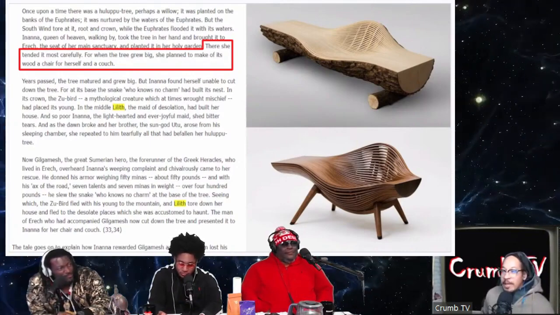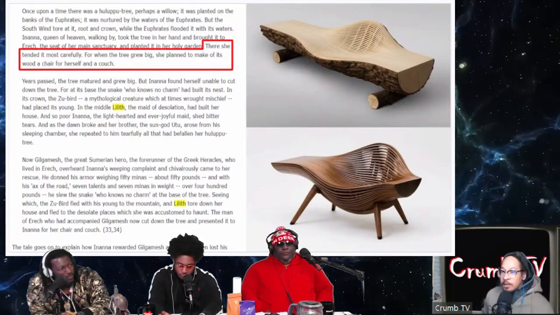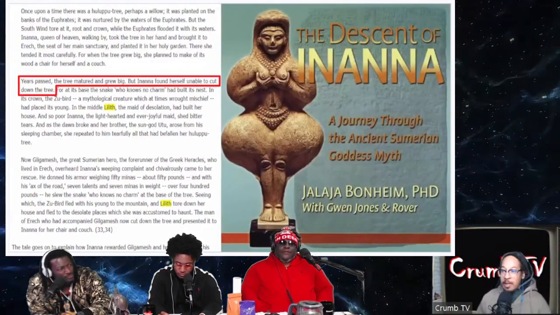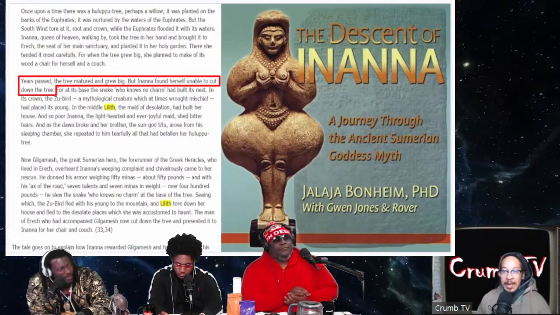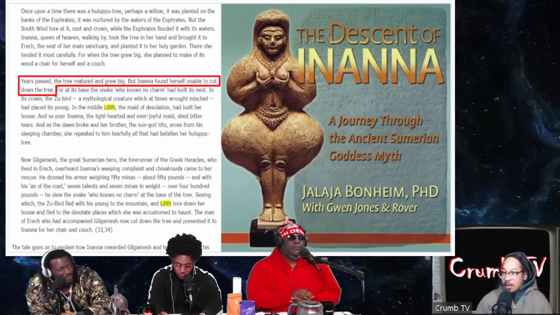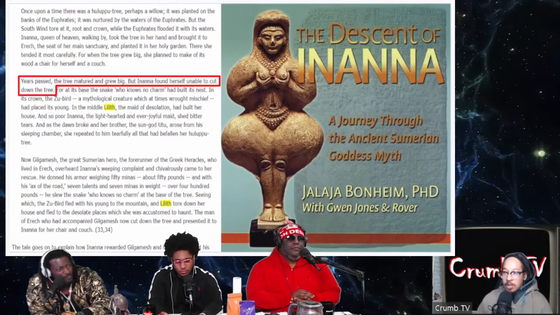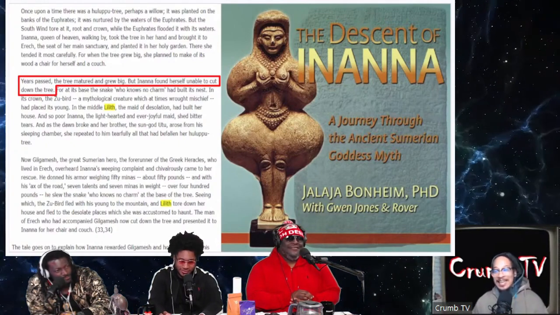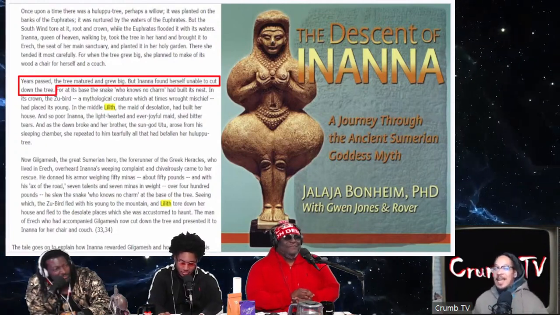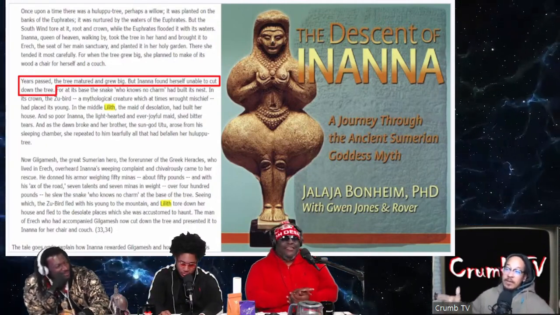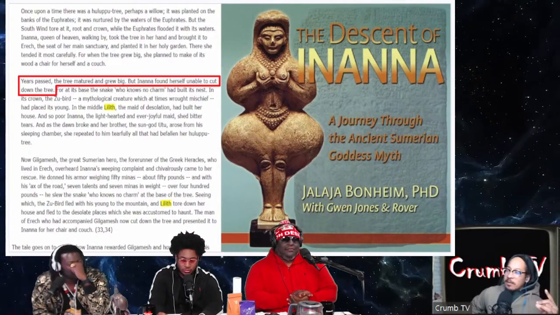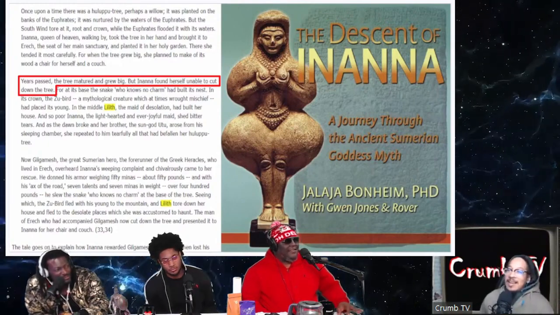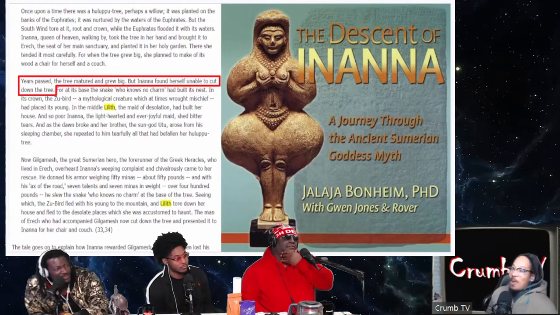There, she tended it most carefully, for when the tree grew big, she planned to use it for wood to make herself a couch. Years passed, the tree matured and grew big, but Anana found herself unable to cut down the tree. And this is a picture of how the people of Anana look. Of course, look at her. She's completely naked, like she had a BBL, and an ass so fat you can see it from the front. What song was that? Most Def said that.